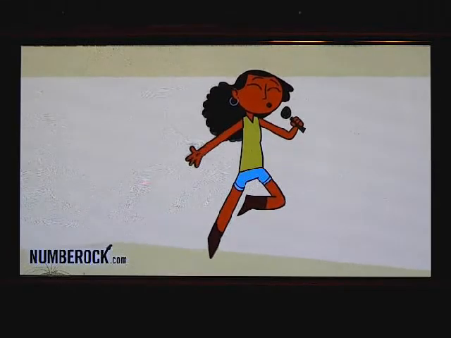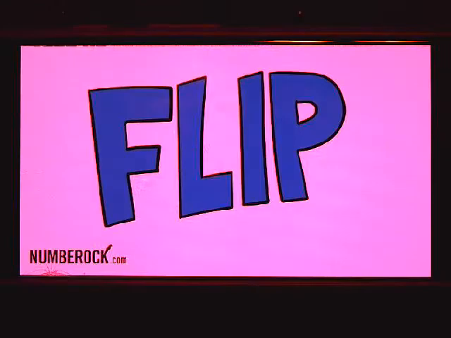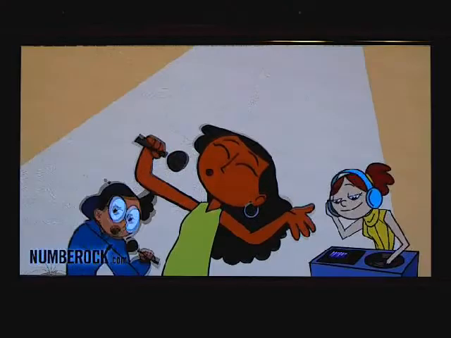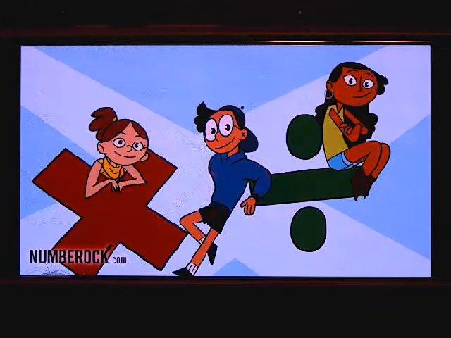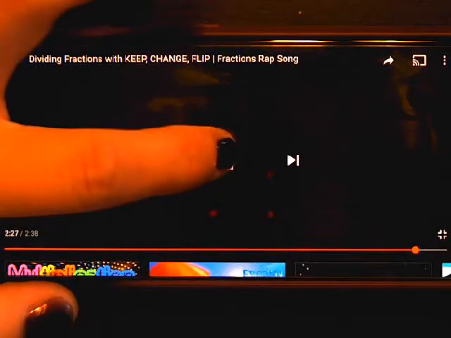To divide by a fraction, here's a tip. Keep, change, flip. To divide by a fraction, here's a tip. Keep, change, flip. To fraction, here's a tip. Keep, change, flip. To divide by a fraction, here's a tip. Keep, change, flip.